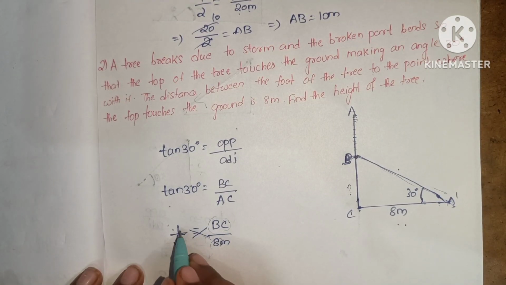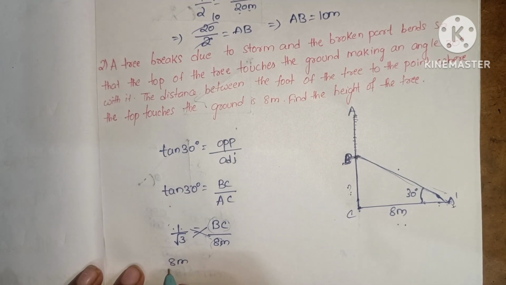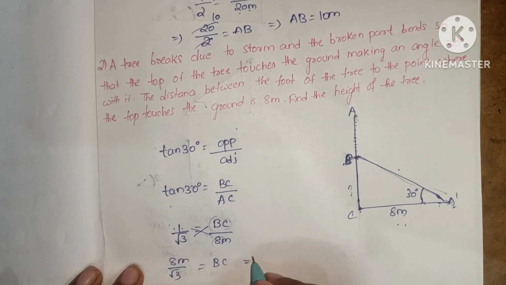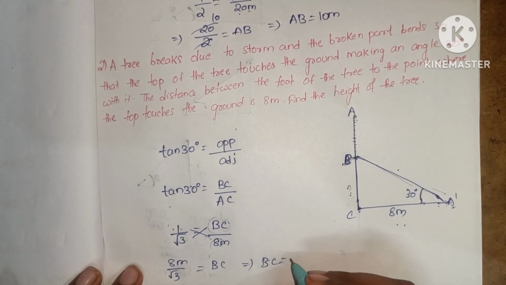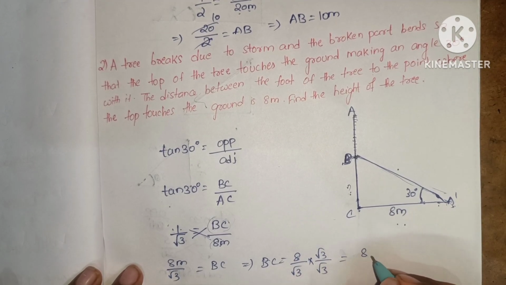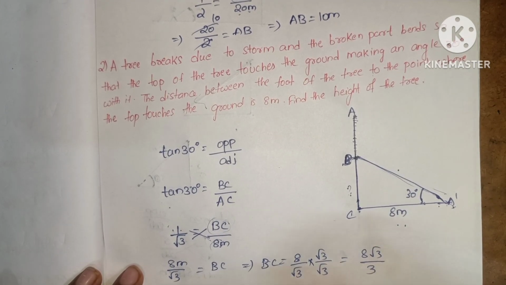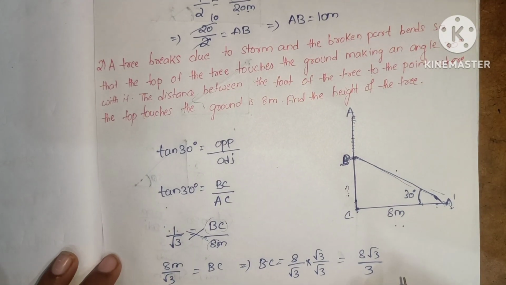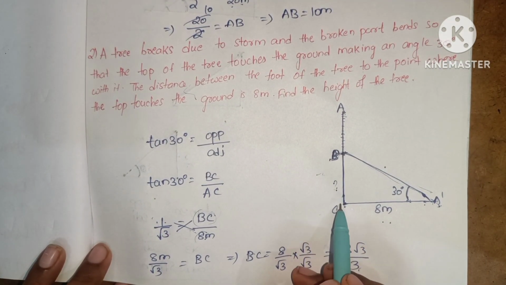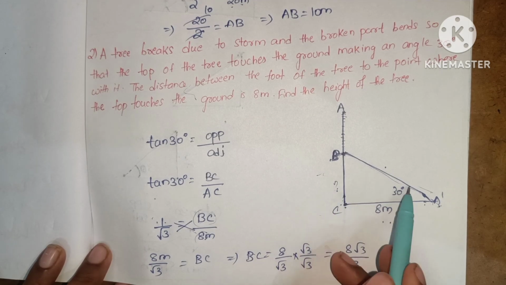So you have to transpose 8 meters to the left side. What will you get? 8 by root 3 equal to BC. That means BC equals 8 by root 3 into root 3 by root 3, that means 8 root 3 by 3. So this is nothing but the length of half of the tree. The other half you have to find.